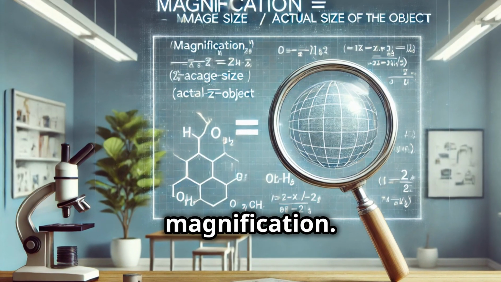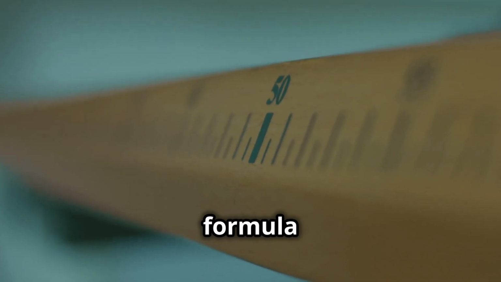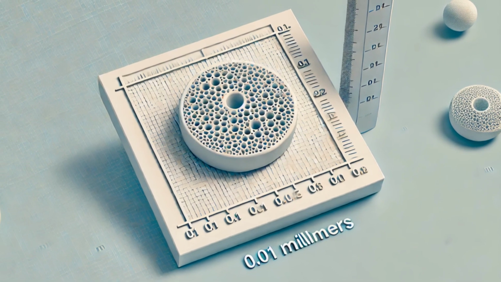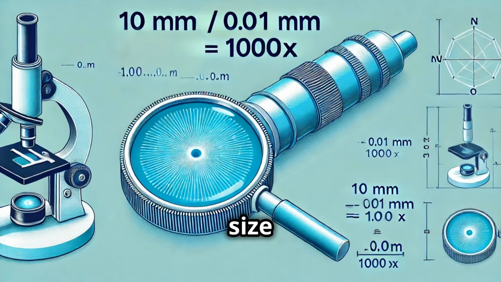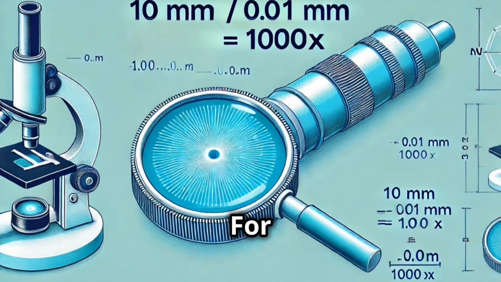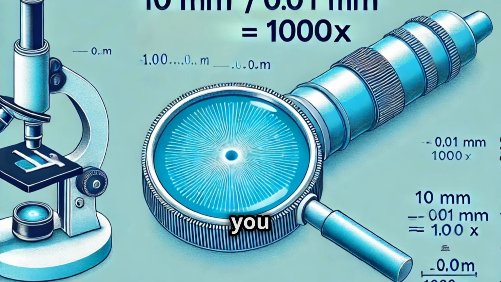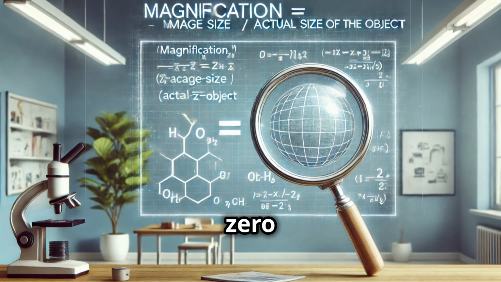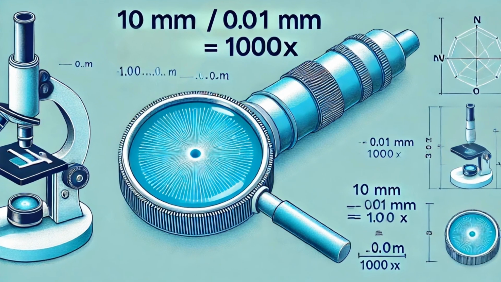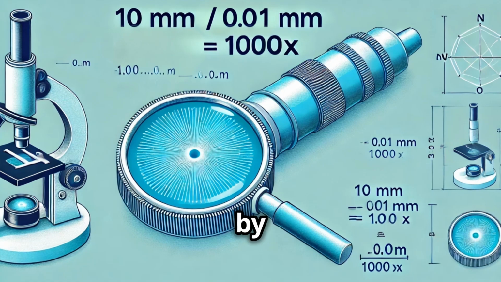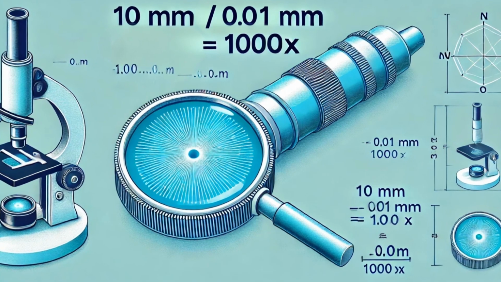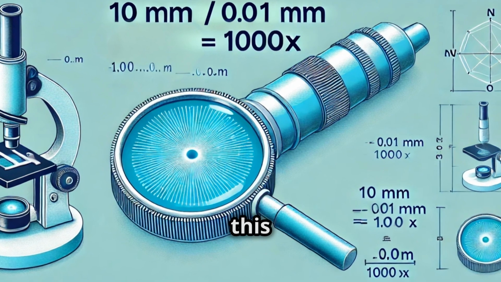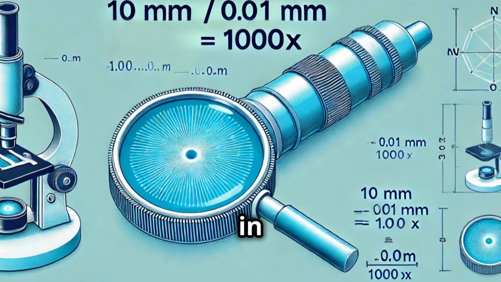Let's talk about magnification. Here's the formula for magnification. Magnification equals image size, divided by actual size of the object. For example, if you have an image that's 10 millimeters long, and the actual cell is 0.01 millimeters, the magnification would be 10 divided by 0.01, which equals 1,000 times. Make sure you're comfortable with this calculation, as it does tend to come up in exams.